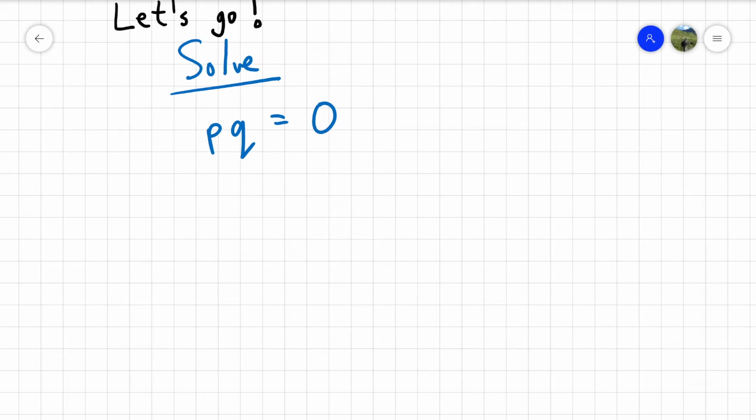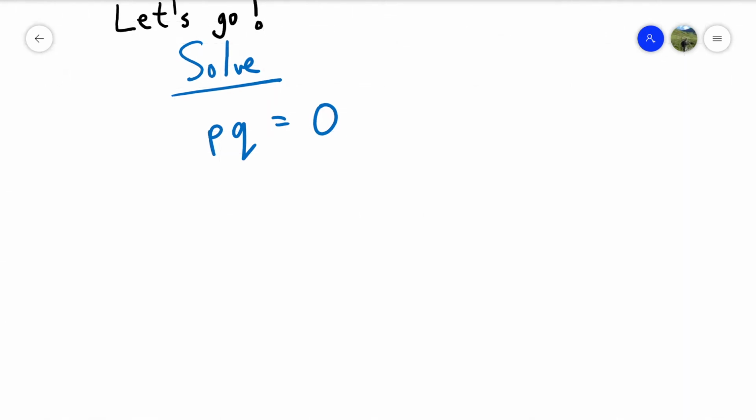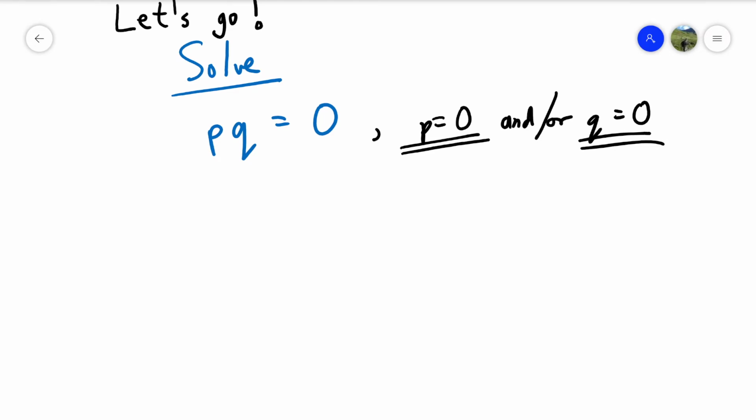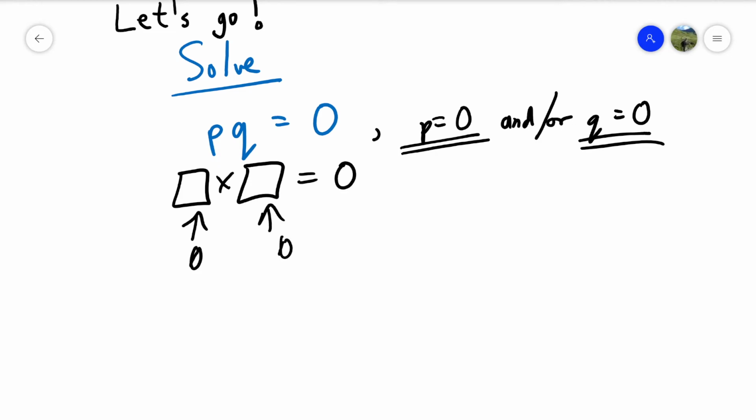You'll recognize this. We're going to do a sequence. Let's do this one first. So that's going to be P equals 0 and or Q equals 0. Why? Because you've got two things multiplied together that equal 0. One of them has to be 0, and maybe both of them are 0.